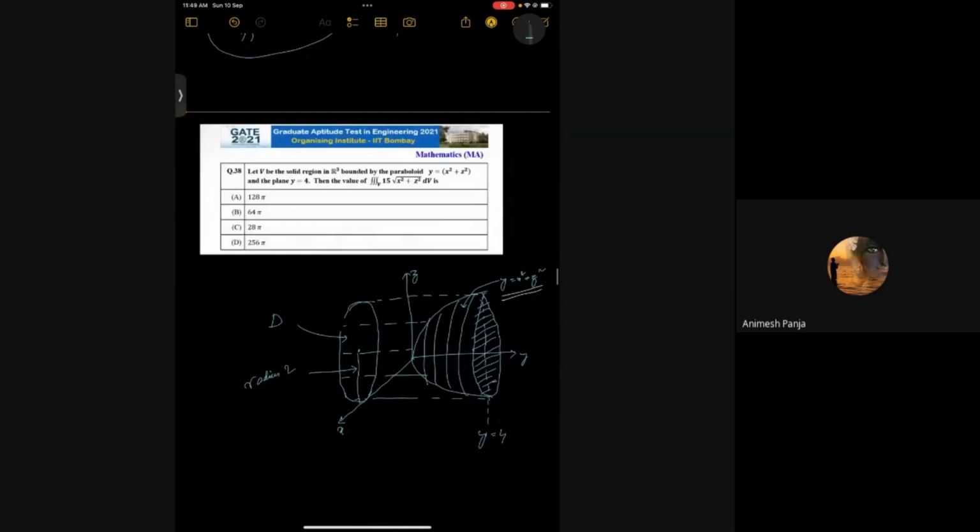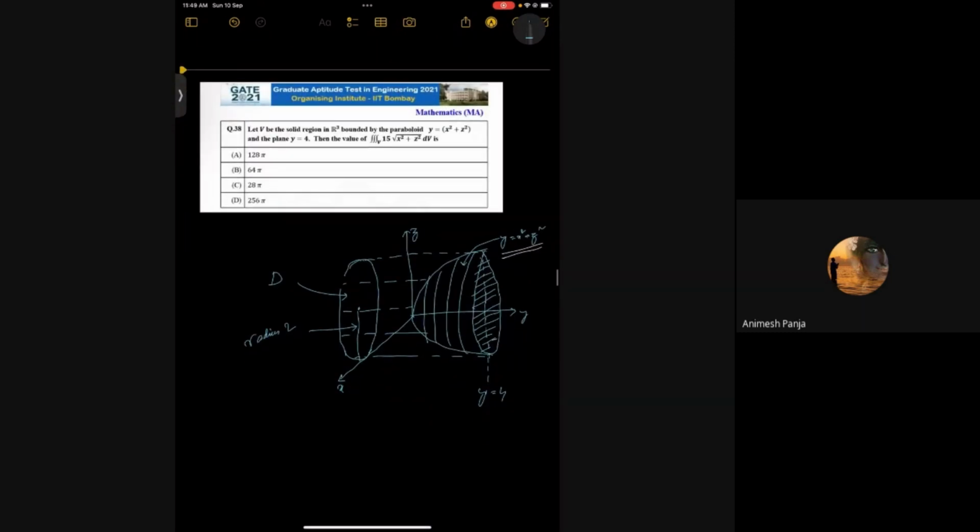So next, it was asked in GATE 2021, maths. Let V be the solid region in R3 bounded by the paraboloid y equal to x squared plus z squared and the plane y equal to 4. Then the value of this triple integral is what?